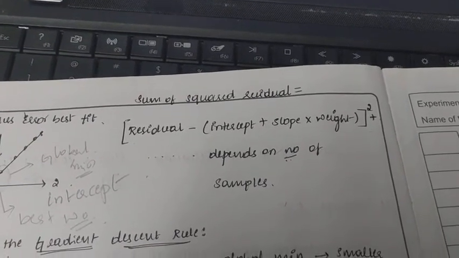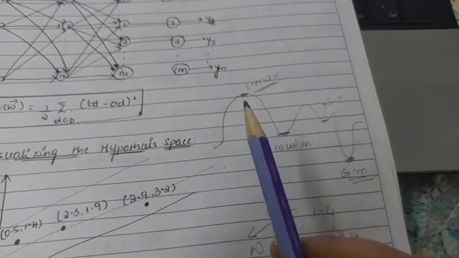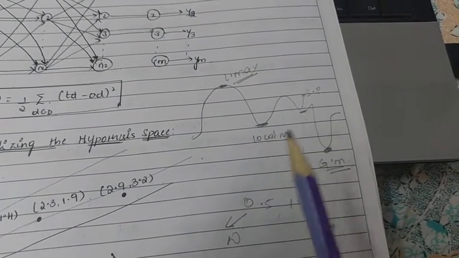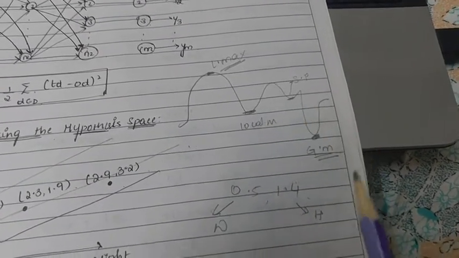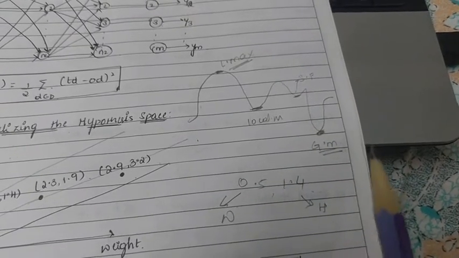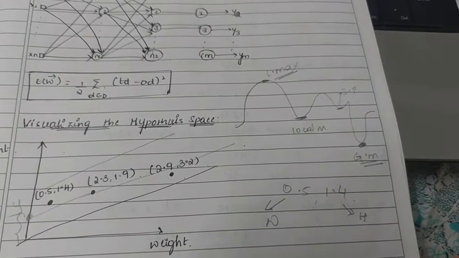Now what is the minimum, and what is the global minimum, local maximum? The highest point is the local maximum, the lowest point here is the local minimum. Minimum, maximum, and there is a saddle point, and the least of all the peaks here is the global minimum. This is about the visualization of gradient descent.